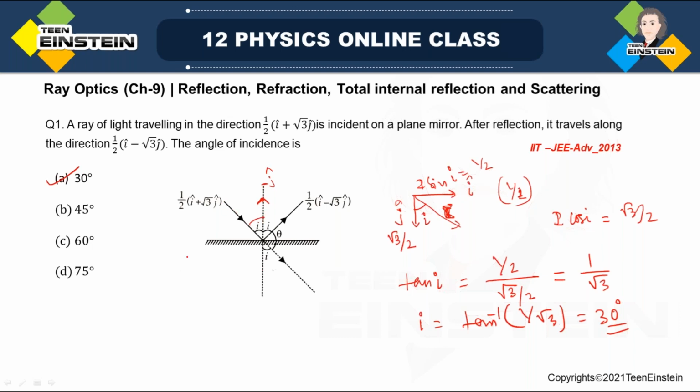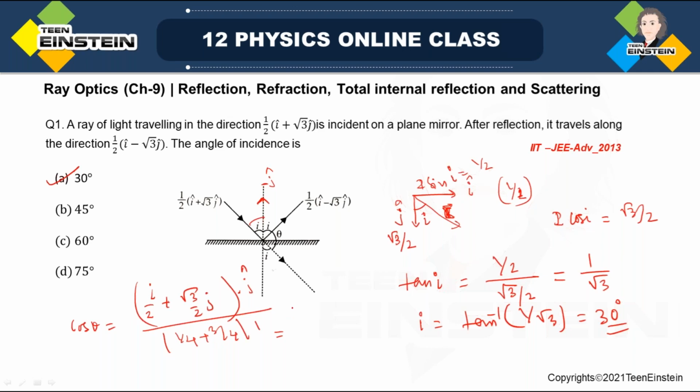Okay, so we could have done it this way also. We could just take the dot product of these two vectors. So cos theta is equal to the dot product of this vector and j, divided by the modulus of these two vectors. Okay, so 1 over 4 plus 3 over 4 into 1. So from here also we should get the same thing. This actually becomes 1 ultimately.